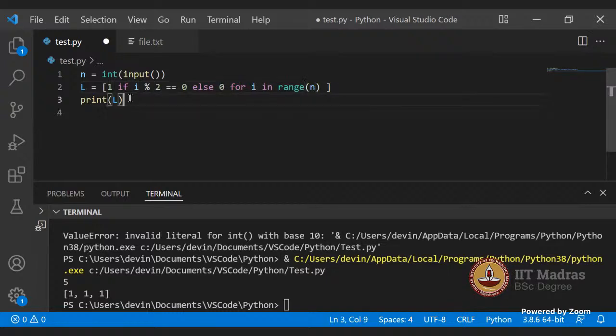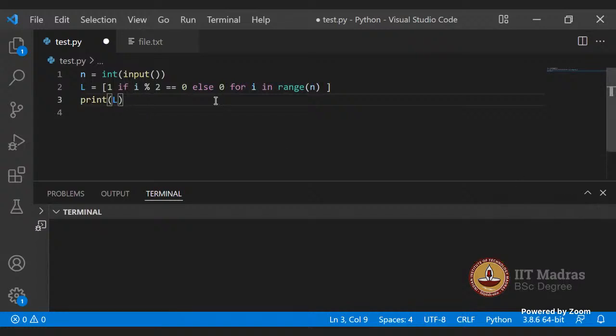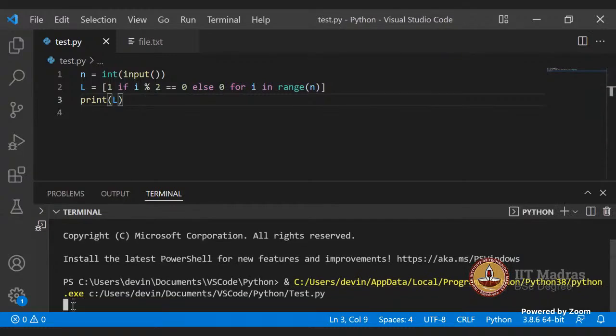So in this particular case, irrespective of what the I value is, we'll append some value. But the value which we are going to append depends upon the value of I percentage 2, whether I percentage 2 equals 0 or not. It's clear, right? Yes, sir. Now it is clear. So let me just continue.